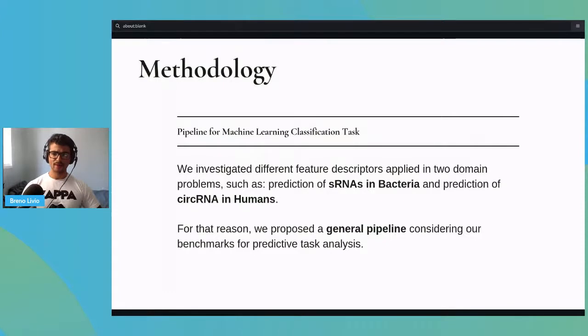As aforementioned, we investigated different feature descriptors and applied them in two domain problems, such as the prediction of sRNA in bacteria and the prediction of circRNA in humans. We propose a general pipeline considering our benchmarks for the predictive task analysis. Moreover, we evaluated a vector of hybrid features, the mathematical and conventional, and different machine learning models behaving in distinct organisms, in our case, prokaryotes and eukaryotes.